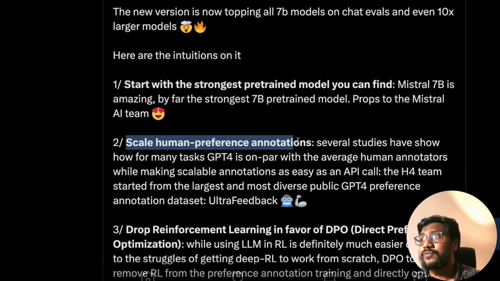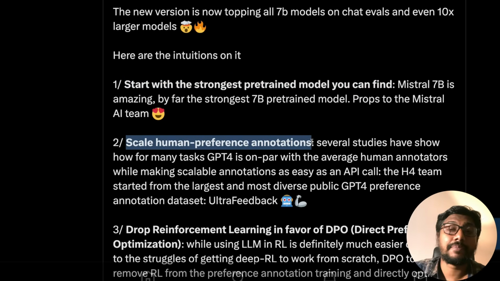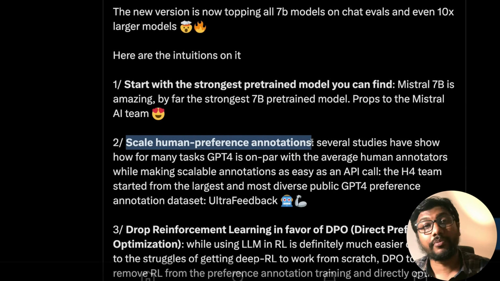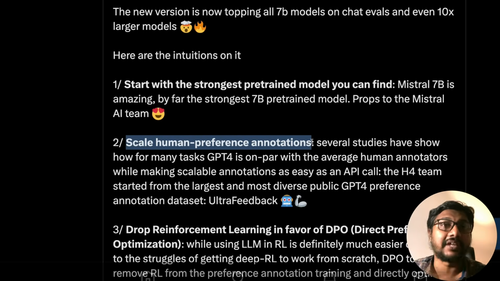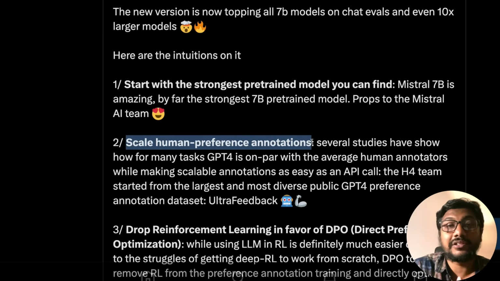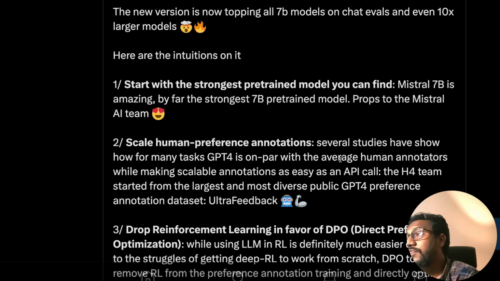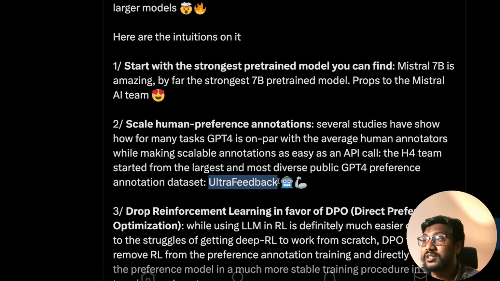Second, scale human preference annotations. Time and time again, people have figured out that GPT-4 is a really good annotator, on par with average human annotators. What is annotation? You've got a bunch of text and you need to label certain aspects of it. For example, you want to classify whether it is positive or negative, or generate some responses to a prompt so that you can create a synthetic dataset. So you can scale up data annotation with GPT-4, and that is how a dataset called the UltraFeedback dataset has been built.